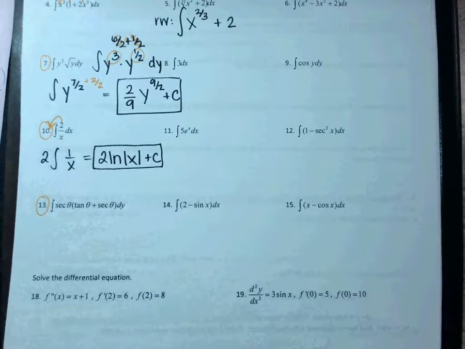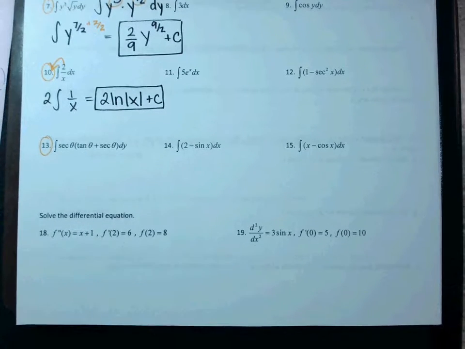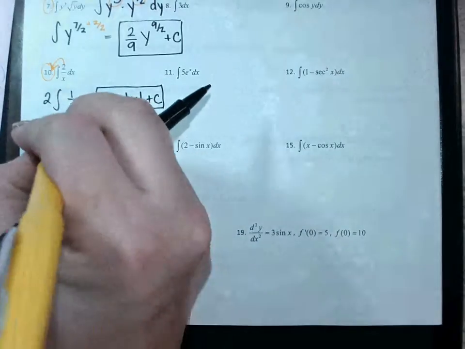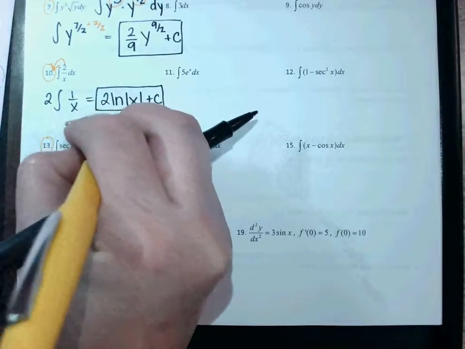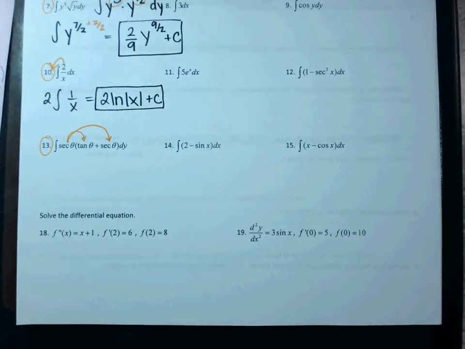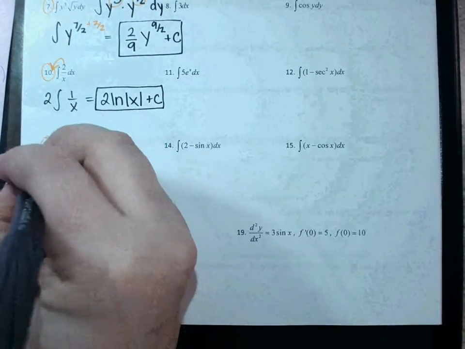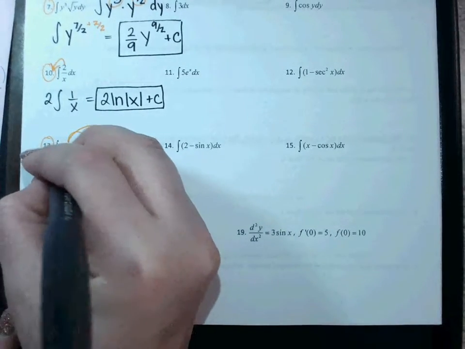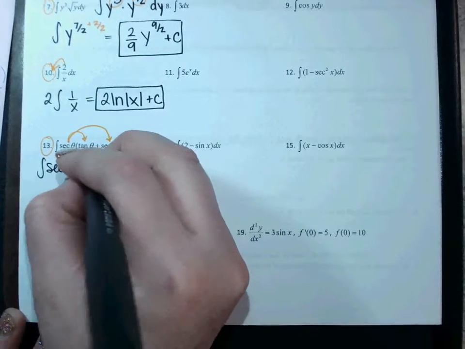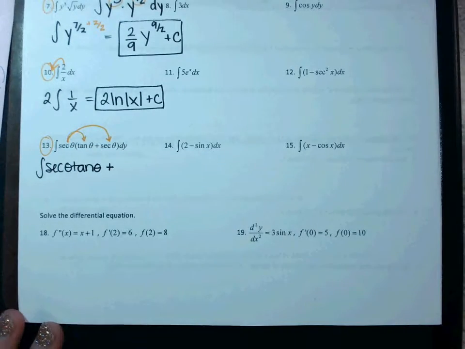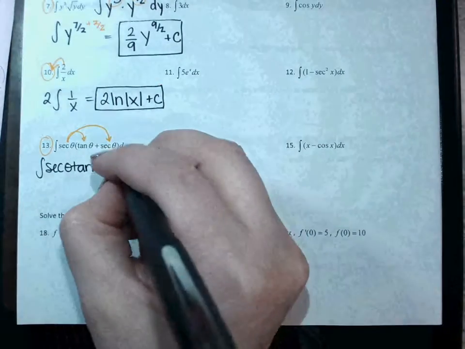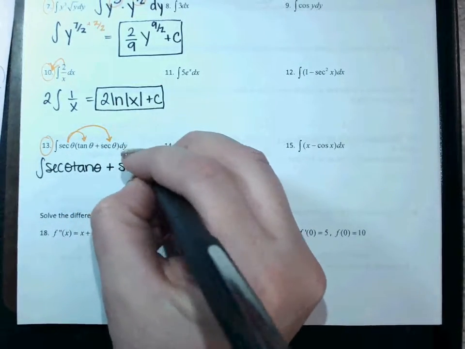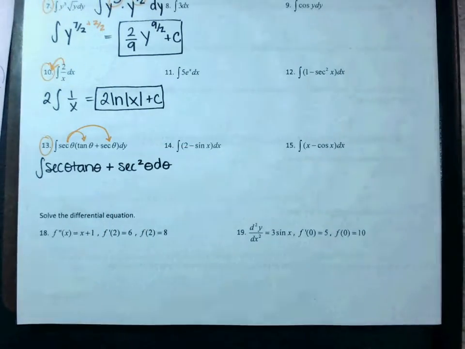Number 13. Okay, if you have some stuff on the outside of parentheses, we're going to do the same thing we did on number 4. Draw your little arrows. We're going to multiply. So my first integral is going to be secant theta tan theta. And my second integral, if it's secant times secant again, how could I write that? Secant squared theta.